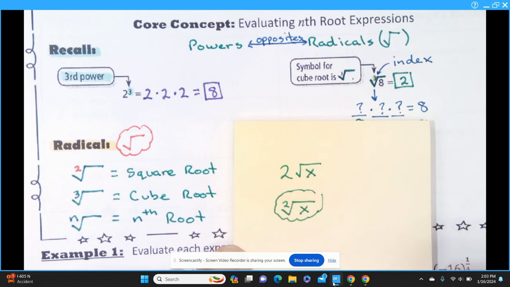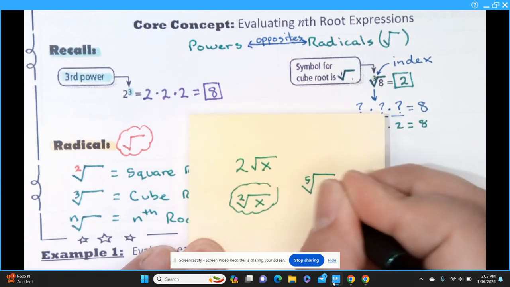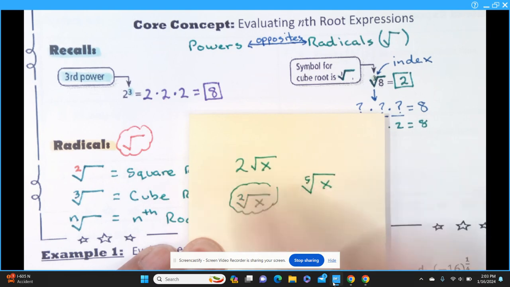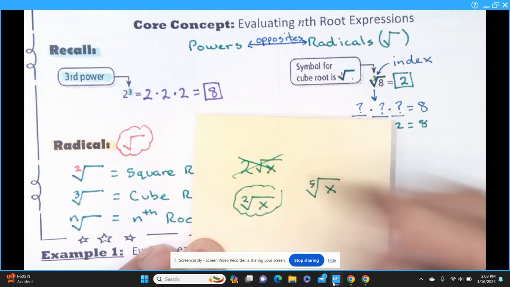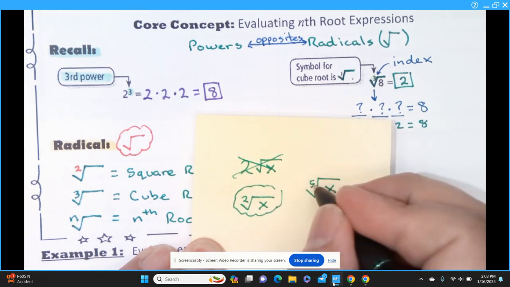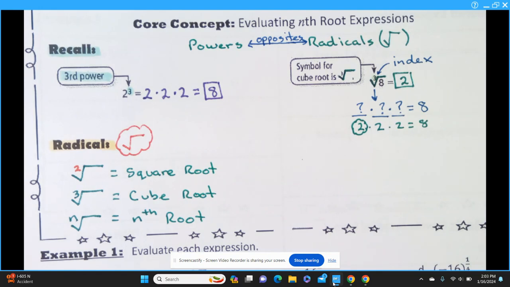So if I say, give it an index of 5, well, then you got to put a little 5 in here. That would be an index of 5. Again, be careful not to write it like this. If it's an index or a radical, it needs to go in there. So that's just something to be careful with.